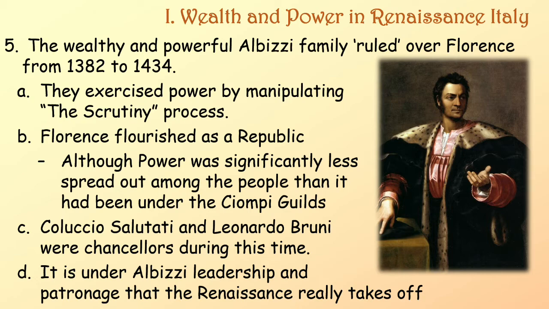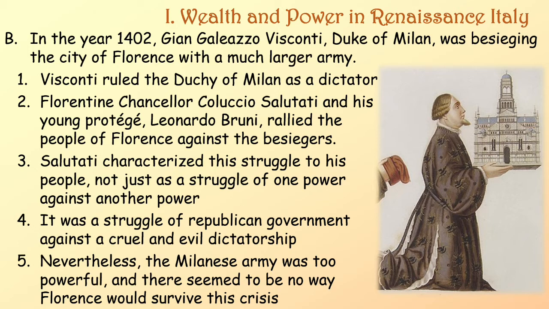In the year 1402, Gian Galeazzo Visconti, the Duke of Milan, was besieging the city of Florence with a much larger army. Love this story. Visconti ruled the Duchy of Milan as a dictator, and the Florentine Chancellor Coloccio Salutati and his young protege Leonardo Bruni rallied the people of Florence against the besiegers. And Salutati characterized this struggle to his people not just as a struggle of one power against another, not just one city against another city, but a struggle of a republican government in Florence against a cruel and evil dictatorship.